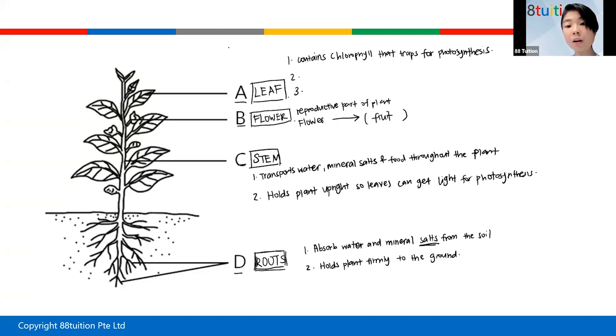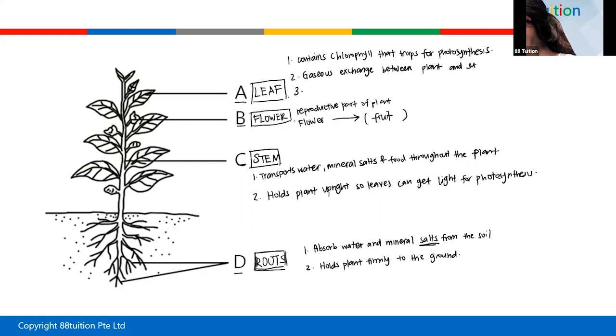Agree? All living things need oxygen to survive, right? So where do they take in this oxygen? Through the leaves. Okay? There are tiny openings on the leaf called stomata in which gaseous exchange takes place. So I want you all to write down what also happens at the leaf is gaseous exchange between plant and surroundings. So not only does the leaves take in oxygen for breathing, it also takes in carbon dioxide.